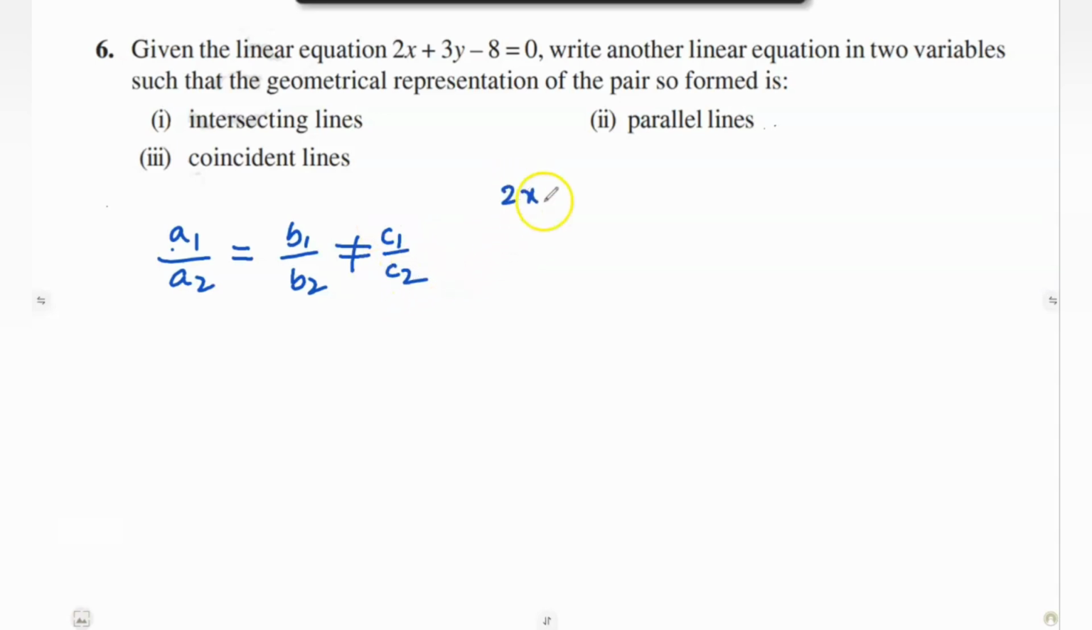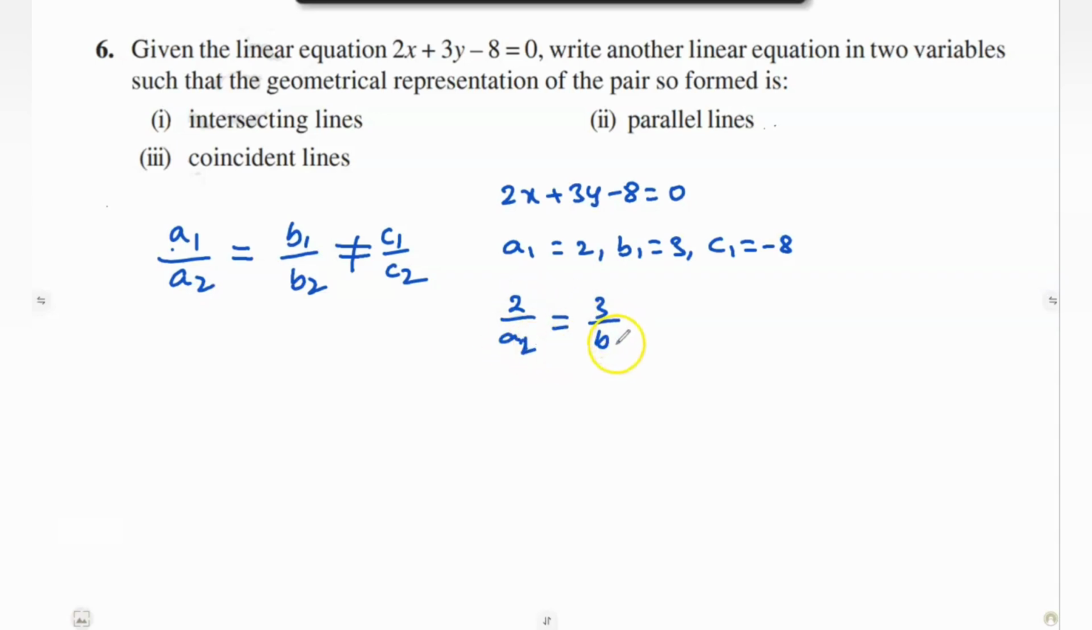So according to our given equation, 2x plus 3y minus 8 is equal to 0. In this, let us take a1 as 2, b1 as 3 and c1 as minus 8. Okay, now you need to assume a2, b2 and c2 such that this condition holds good. Now 2 by a2 should be equal to 3 by b2, which should be equal to, sorry, which should not be equal to minus 8 by c2. Now let us assume a2, b2 and c2 according to this condition.